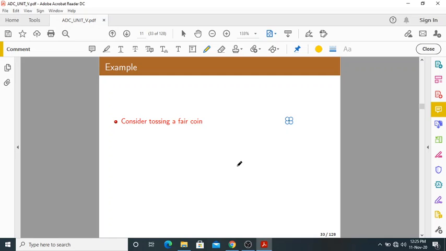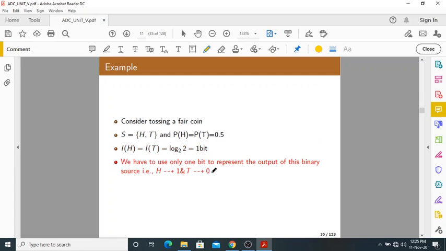You take a simple example. Consider tossing of a fair coin. So you may get head or tail. Suppose the probability of head is the same as tail, 1 by 2 or 0.5, what would happen? Now if head comes, how much information do you get? 1 bit. If tail comes, again you get 1 bit of information. So if you toss a fair coin whose probability of getting head is the same as tail, 1 by 2, then the amount of information that you get by getting head or tail will be equal to 1 bit. Okay.